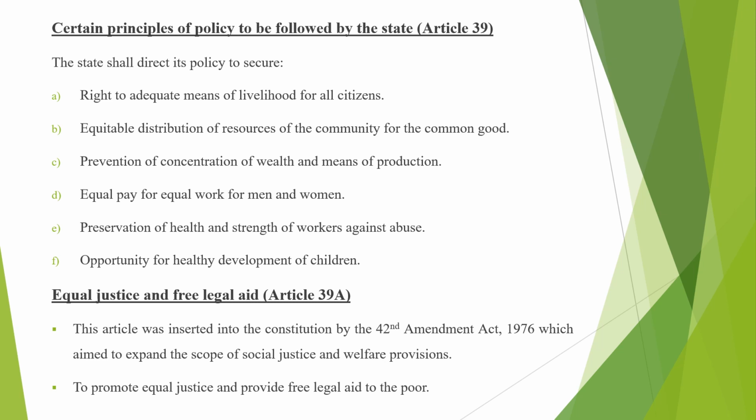Sixth clause says opportunity for healthy development of children. This means children should have access to things like education, healthcare, and a safe environment to grow up in. This ensures that every child has the chance to reach their full potential and lead a happy, healthy life.